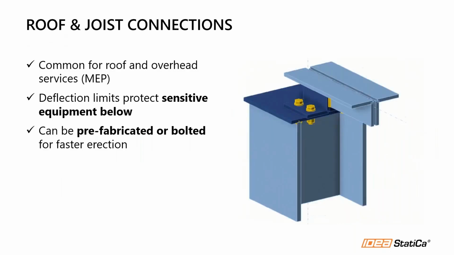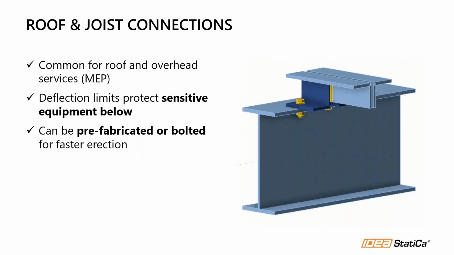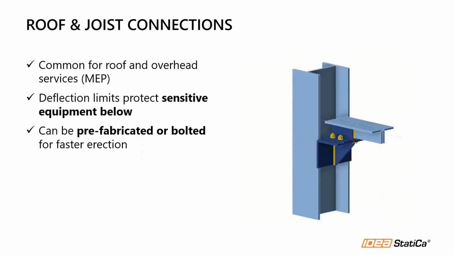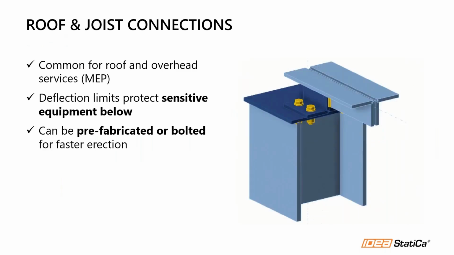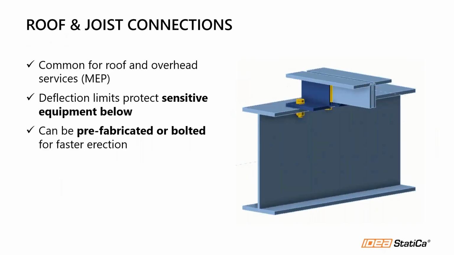And last but not least, often overlooked but also just as important, are the roof and joist connections. These are used extensively for not only the roof support, but also supporting ductwork, cable trays, piping, and mechanical equipment that are all seen in data centers. Although often repeated across large roof areas and service corridors to be able to help with those large span designs and protect the sensitive equipment that is housed in there.